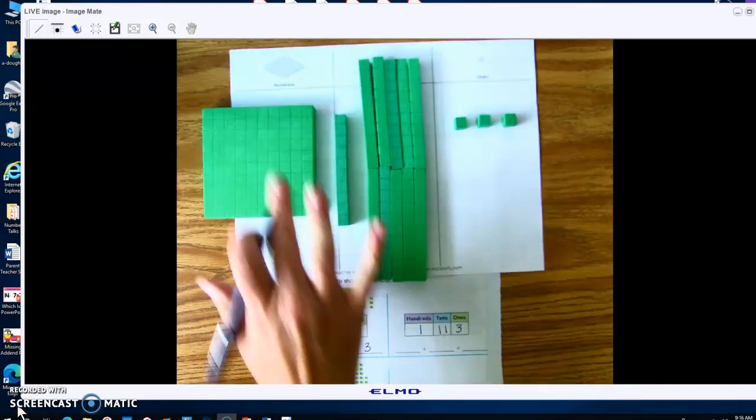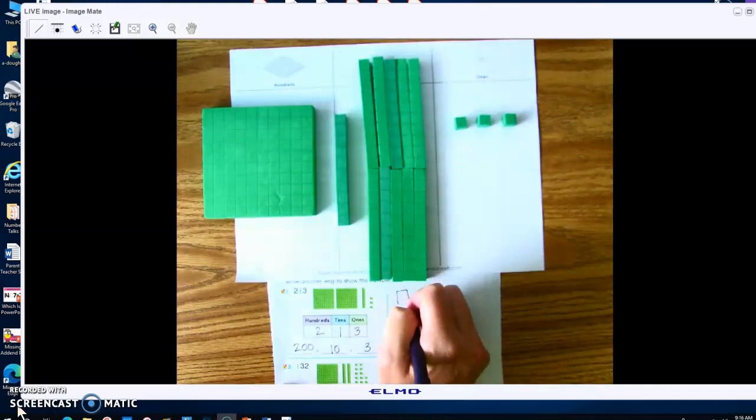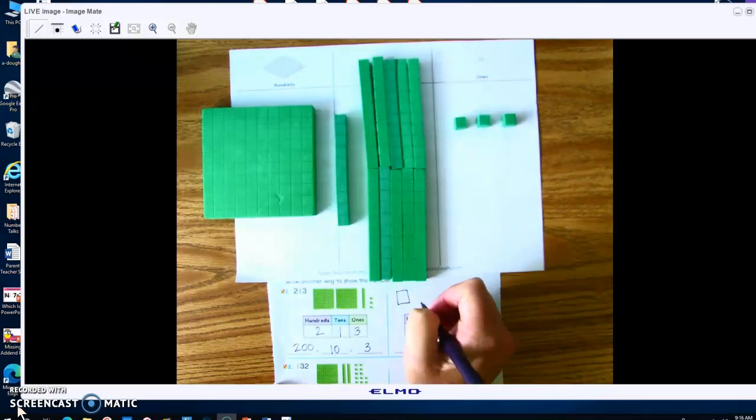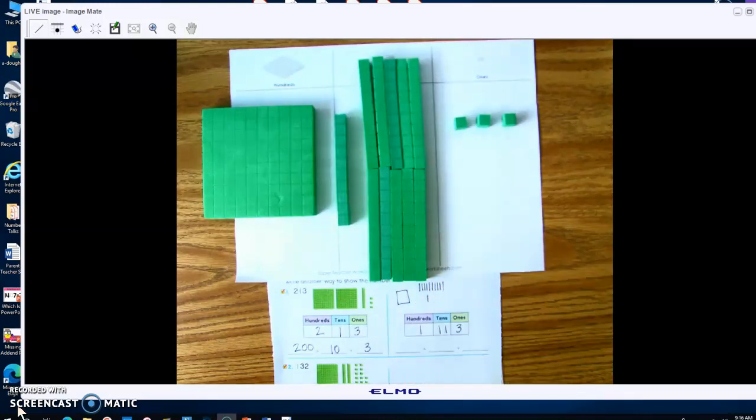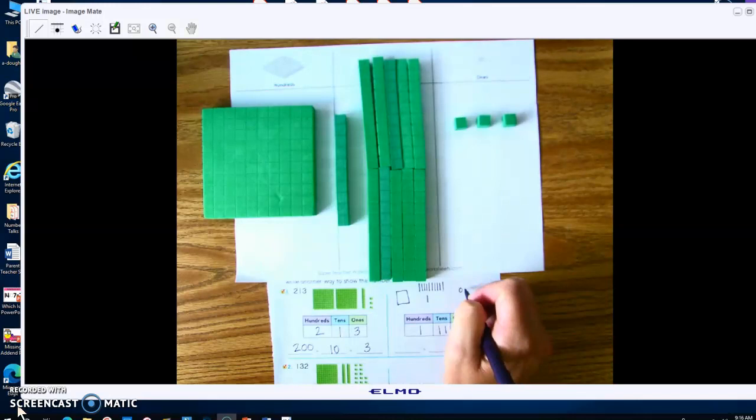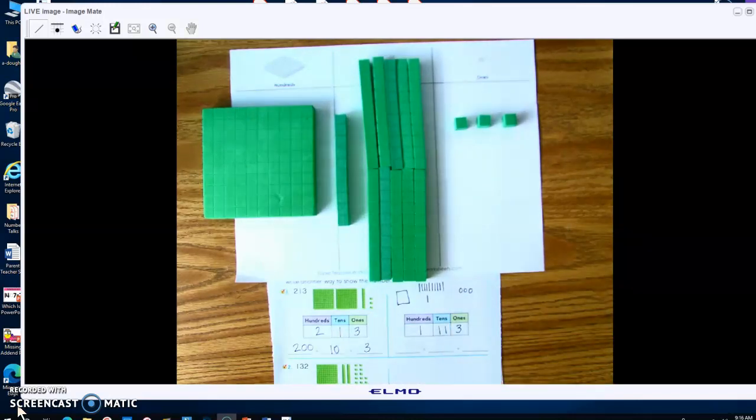So let's draw what this looks like. We had 1 hundred. Oh my goodness, I have to make lots of french fries here. 1, 2, 3, 4, 5, 6, 7, 8, 9, 10, 11. And then my 3 ones. That is a lot. Everyone should be following along with us.